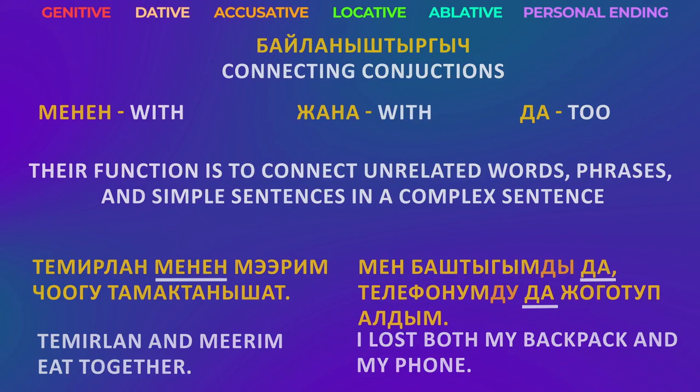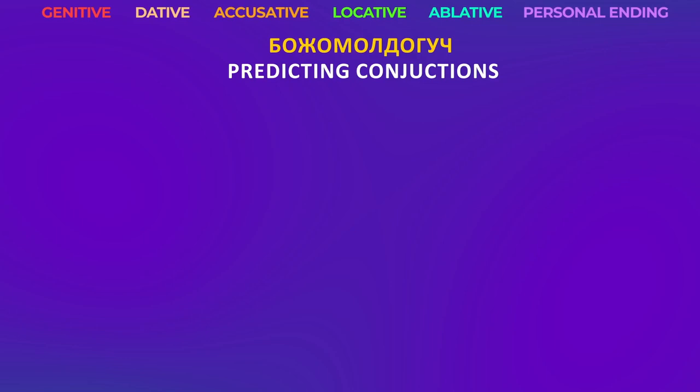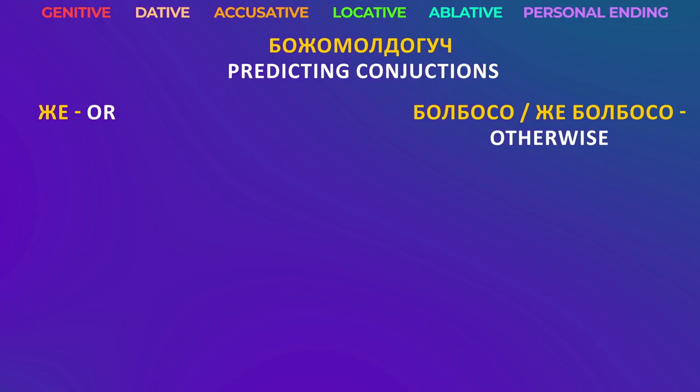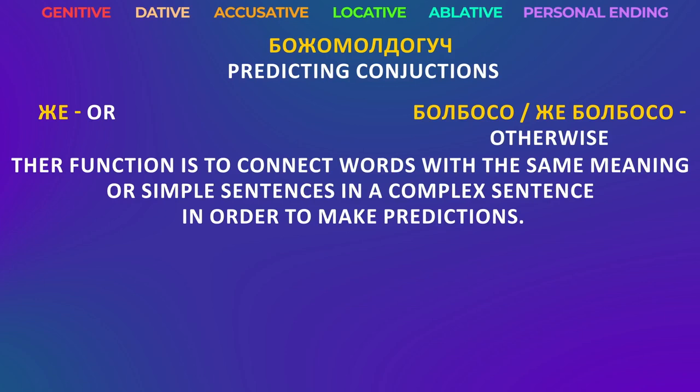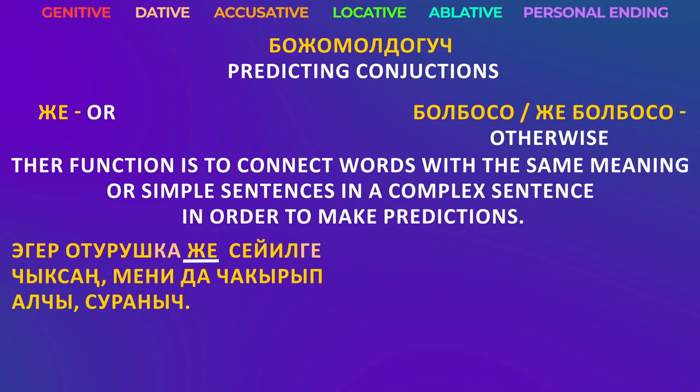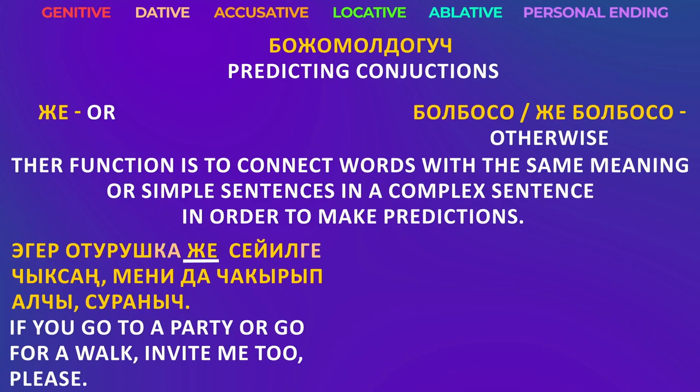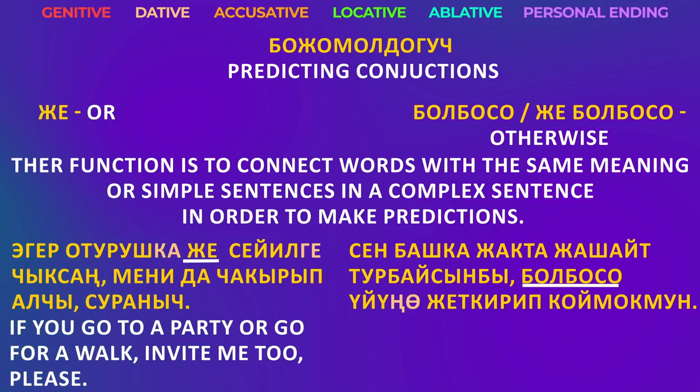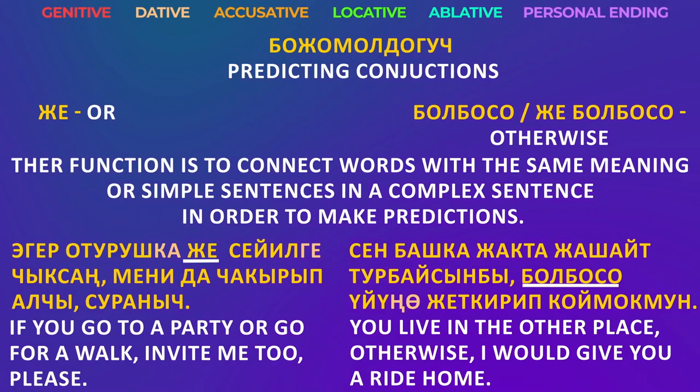Another type is bojomoldoguç conjunction. Otherwise, predicting conjunction. For instance, it's je, which means or, bolboso, which means otherwise. And another one is je bolboso, which means otherwise as well. Their function is to connect words with the same meaning or simple sentences in a complex sentence in order to make predictions. Let's see an example. Eğer oturuşqa jeseylge çıksan, meni de çakırıp alçı suranıç. If you go to a party or for a walk, invite me too, please. Sen başka жақта жашайт турбайсың ба? Болбосо, үйіңе жеткіріп қоймақпын. You live in the other place. Otherwise, I would give you a ride home.